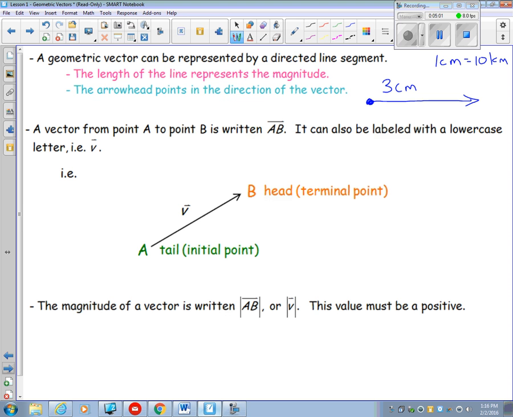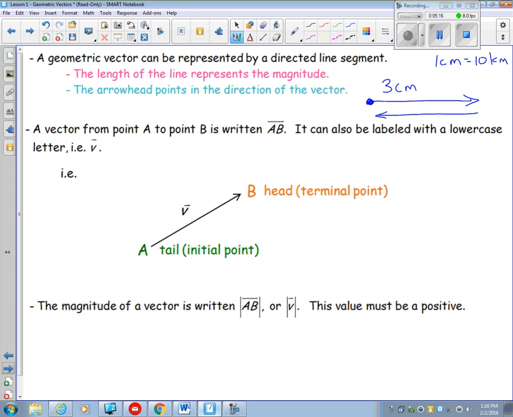Whichever way the arrowhead points is the direction of this vector. So this vector I've drawn is one vector. This would be a totally different vector. It's pointing in a different direction. Hey, maybe it's also a different size. We didn't really measure that one.